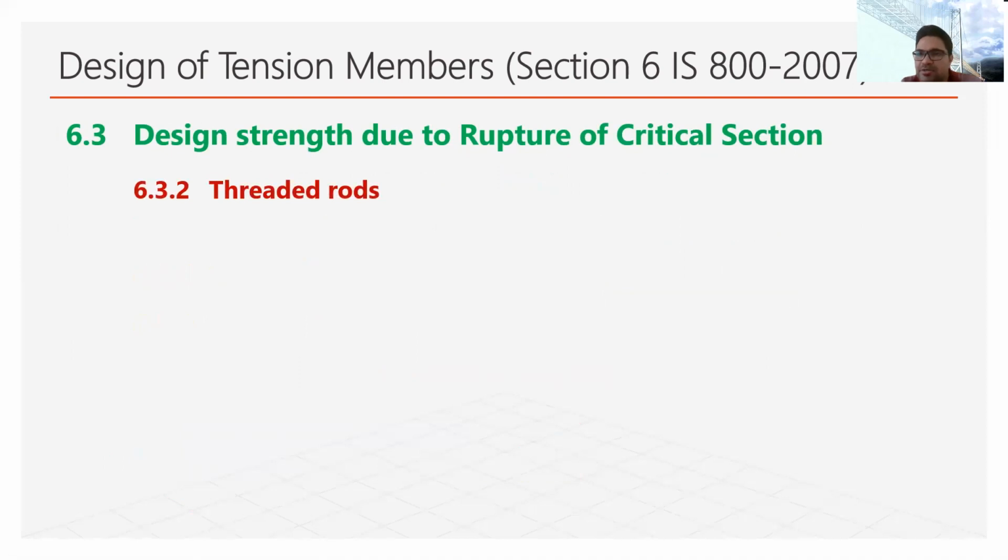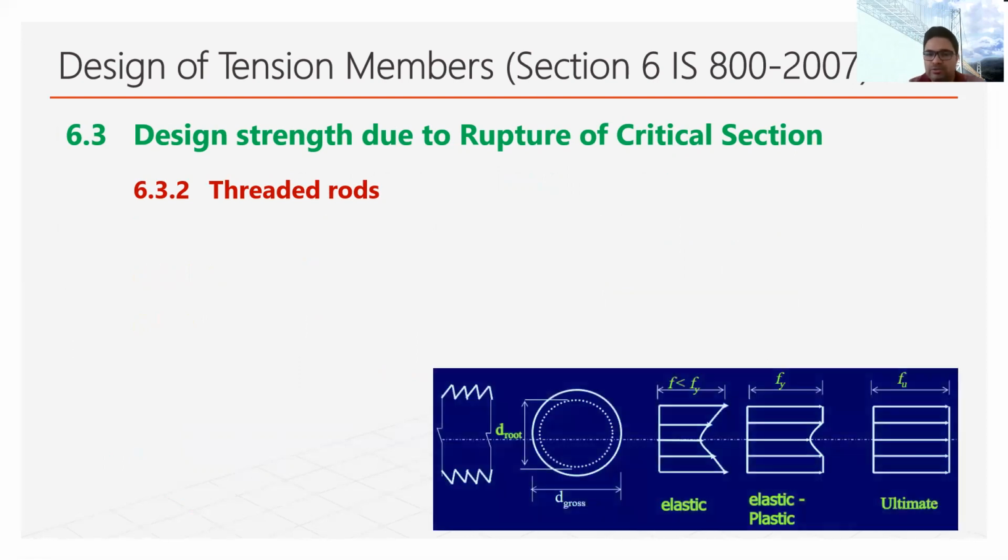Now if there are threaded rods, threaded rods are generally like the bolts. We have discussed bolts earlier. In the bolts there are threads like this, and in the threads there are two types of area. One area is along this tip, and the other area is along the root. And we have seen in the bolt that the net effective area in that case is 0.78 into the area of shank.